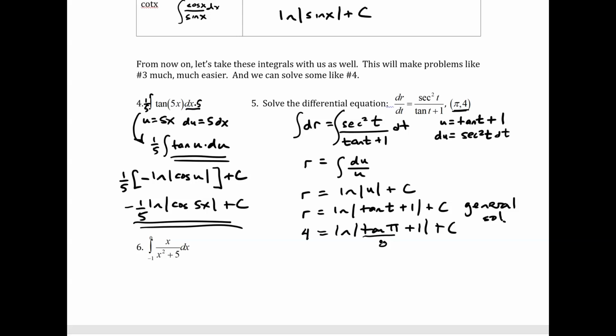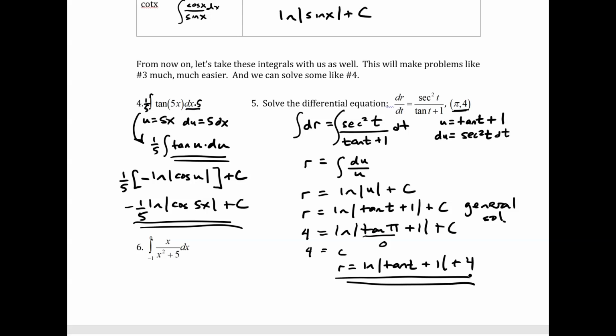So the tan of pi is 0. You're doing the natural log of 1. The natural log of 1 is 0. So c plus 0 is equal to 4, means c itself is going to be equal to 4. So the specific solution ends up being r equals the natural log absolute value tan of t plus 1 plus 4. So there it is. r equals the natural log of the absolute value of tan of t plus 1 plus 4.